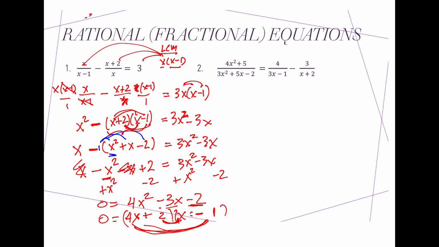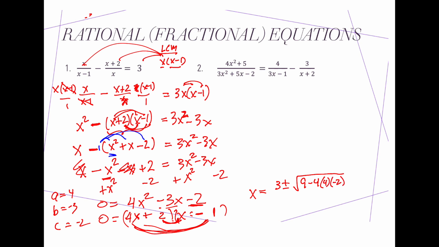So to do this, I've got to use the quadratic formula. My A is 4, my B is negative 3, and my C is negative 2. So opposite of B is positive 3 plus or minus the square root. B was negative, so we take the opposite sign. Opposite of B, negative B, plus or minus B squared. So negative 3 squared is 9, minus 4 times A, which is 4, times C, which is negative 2.